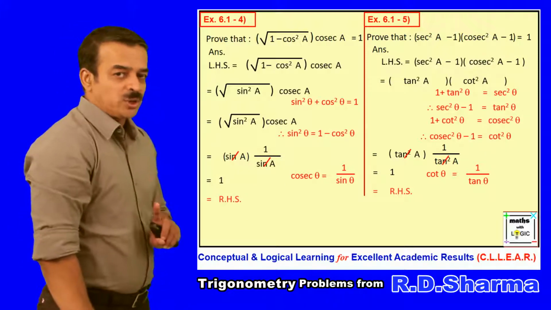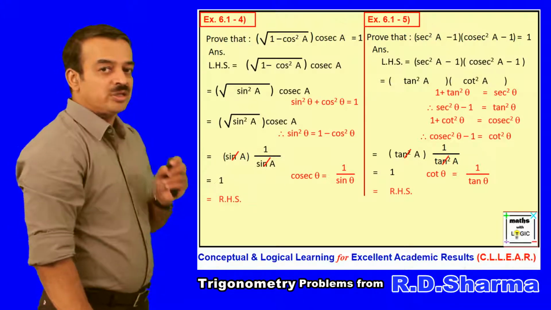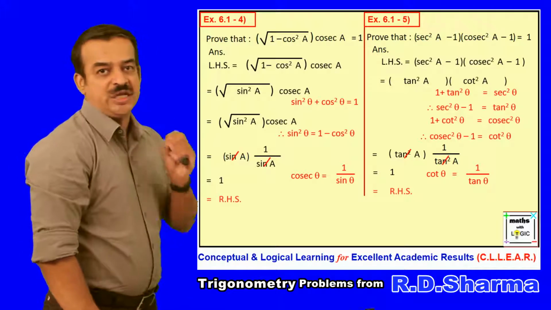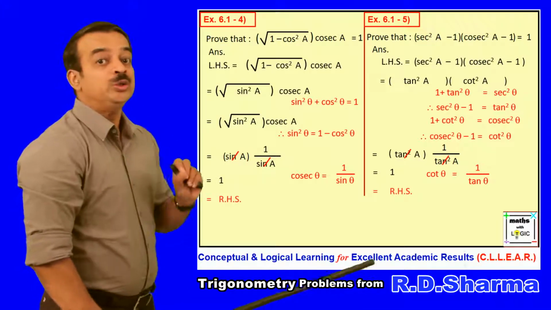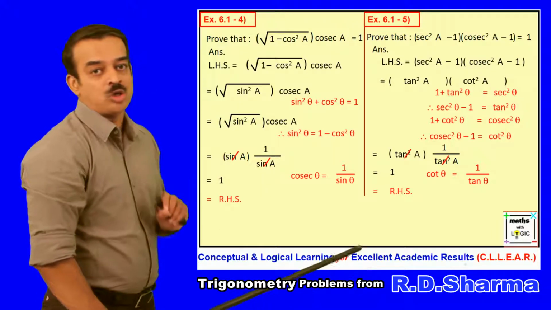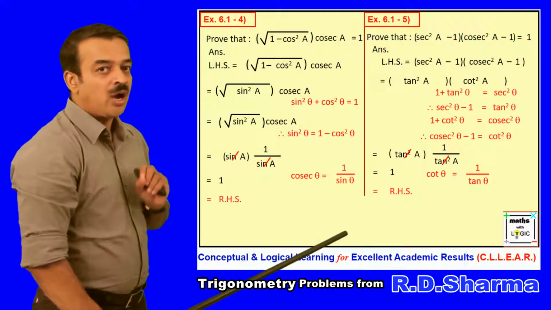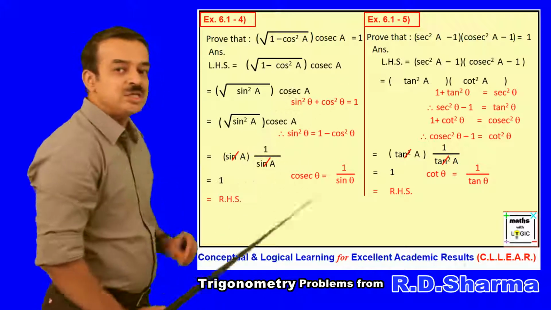So except one question, in all the questions there was one theory I was continuously applying: if I have to prove the product to be equal to 1, the two numbers should be reciprocals of each other. Okay? Hopefully all of you have understood all these problems.